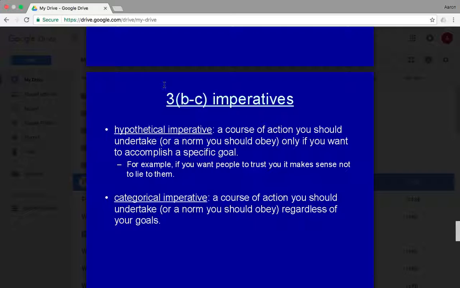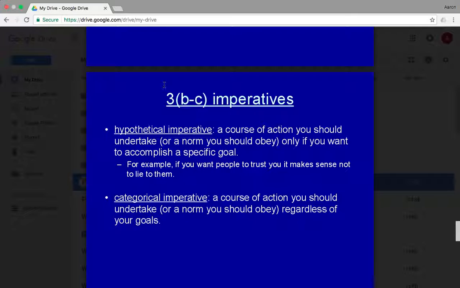A hypothetical imperative is a course of action you should take only if you want to accomplish a specific goal. For example, if you want people to trust you, it makes sense not to lie to them. If you are being honest only because you happen to have the goal of getting others to trust you, then you are treating be honest as a hypothetical imperative. If you didn't have gaining others' trust as a goal, you wouldn't have a reason to be honest, if this idea that we ought to be honest was a merely hypothetical imperative.